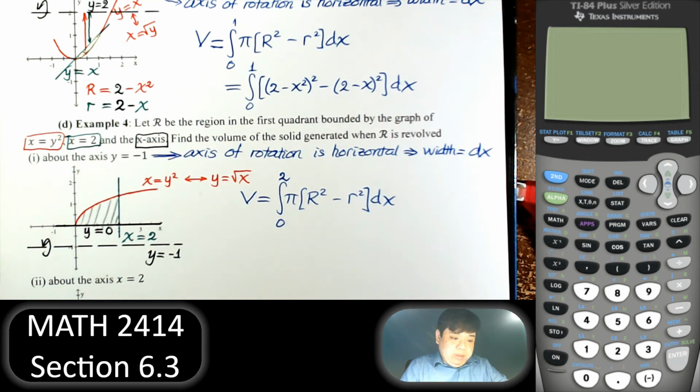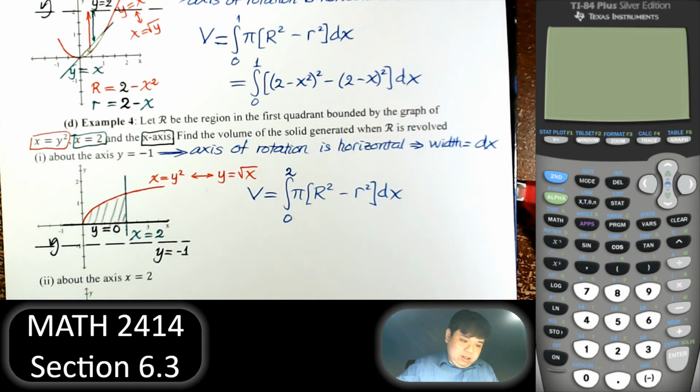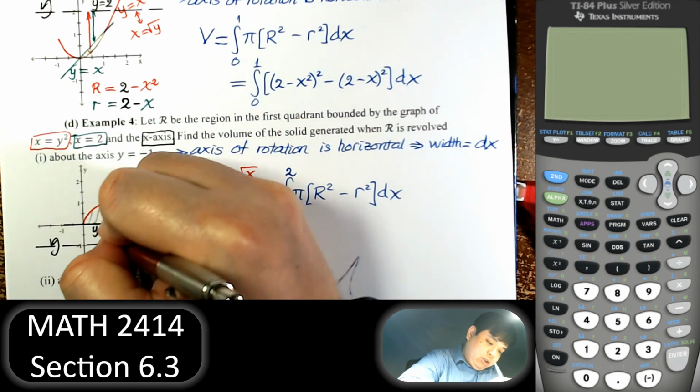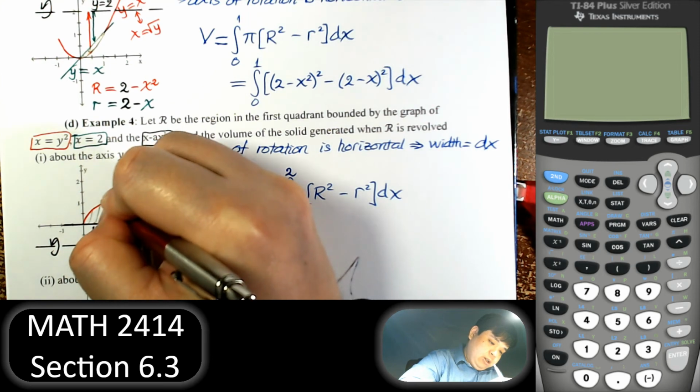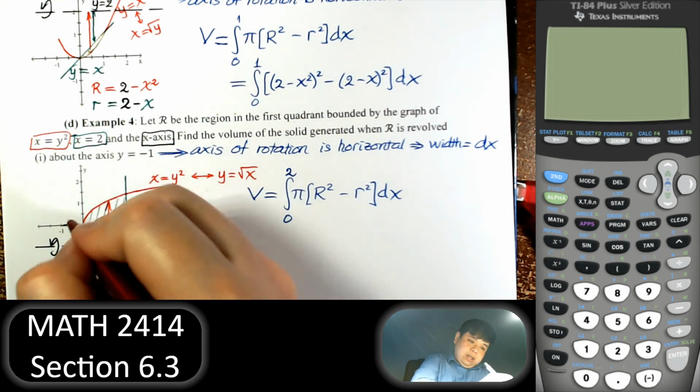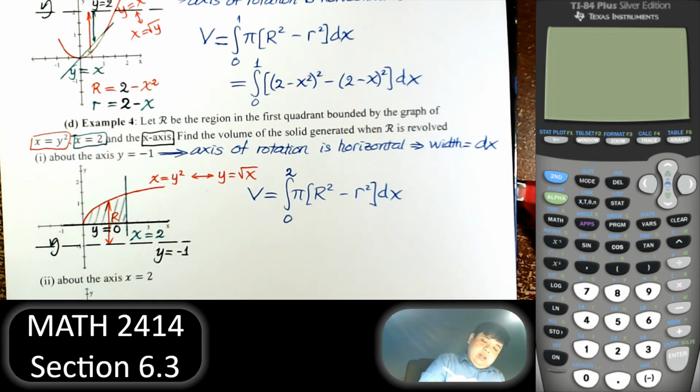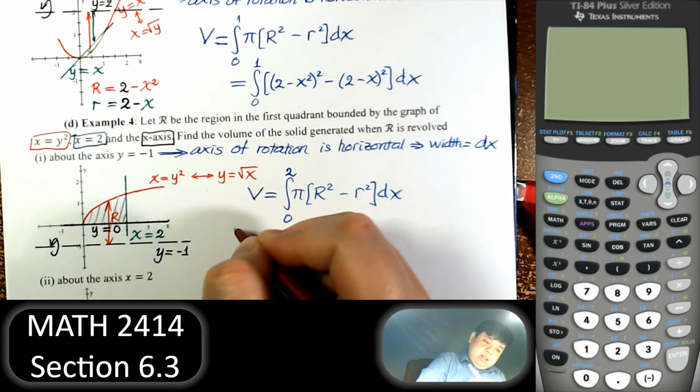And now what is the big R? So big R, from the axis of rotation to the outer edge, that is the big R.